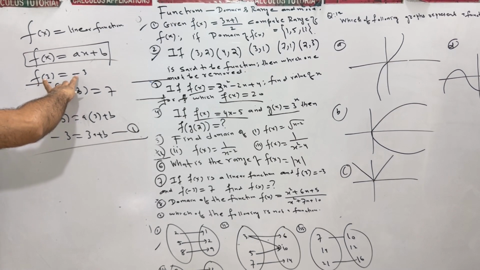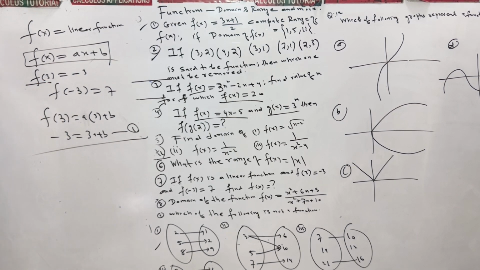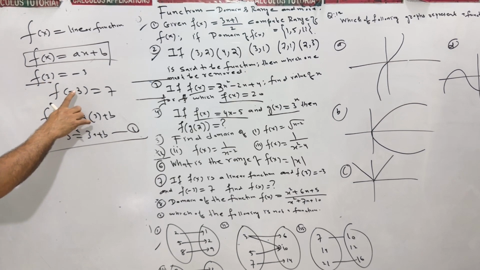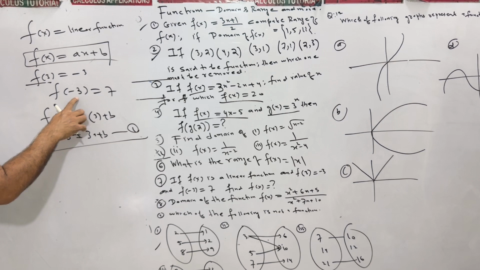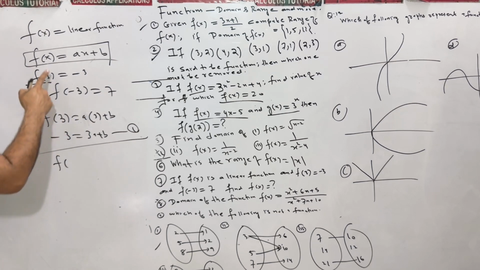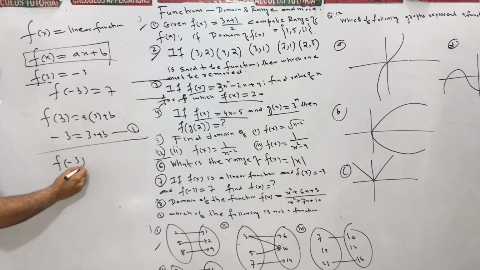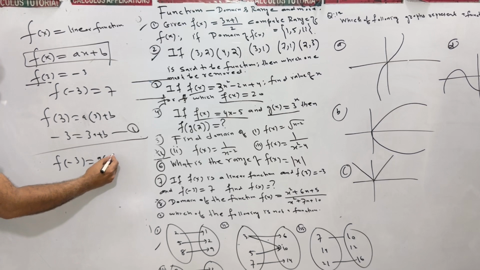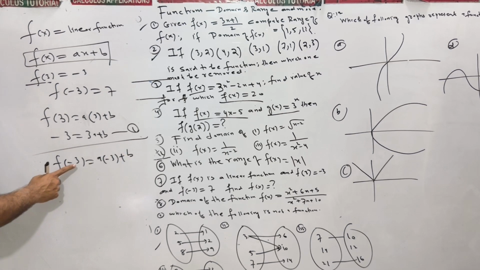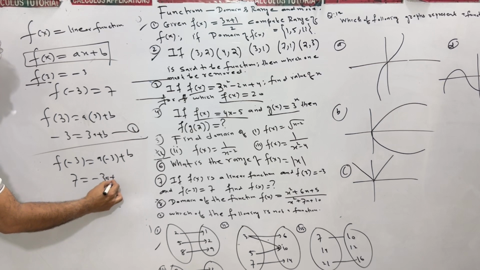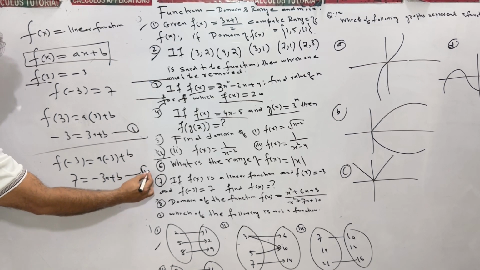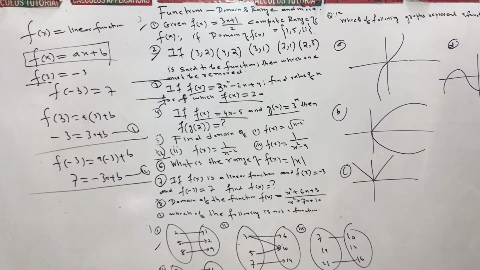We have generated this one, f of 3 is equal to minus 3. Then f of negative 3 is equal to 7. Put instead of x minus 3, f of minus 3 is equal to a times negative 3 plus b, and f of minus 3 is equal to 7. We have minus 3a plus b equals 7, that's our equation number 2.